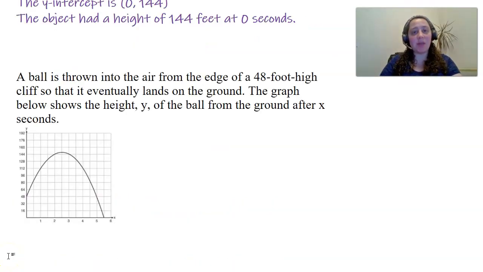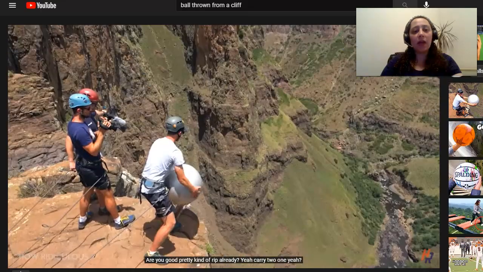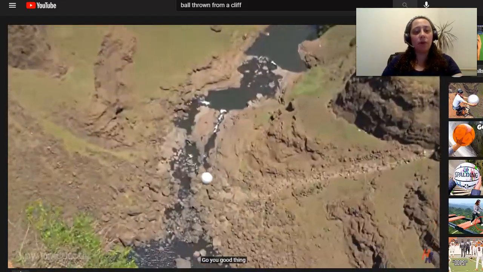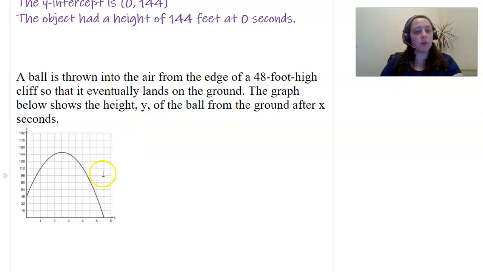Let's do one more example with a graph. A ball is thrown into the air from the edge of a 48-foot high cliff so that it eventually lands on the ground. The graph below shows the height y of the ball from the ground after x seconds. So that's similar to this example where they're on a cliff and they throw the ball to the ground. So let's find and interpret our y-intercept.